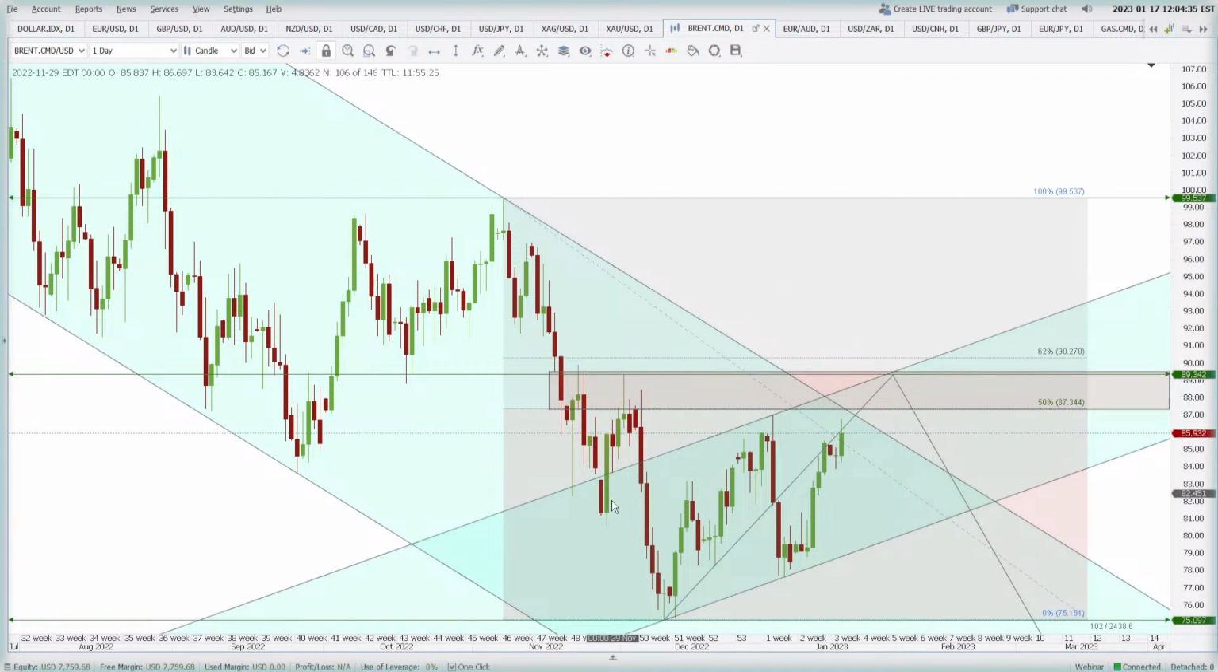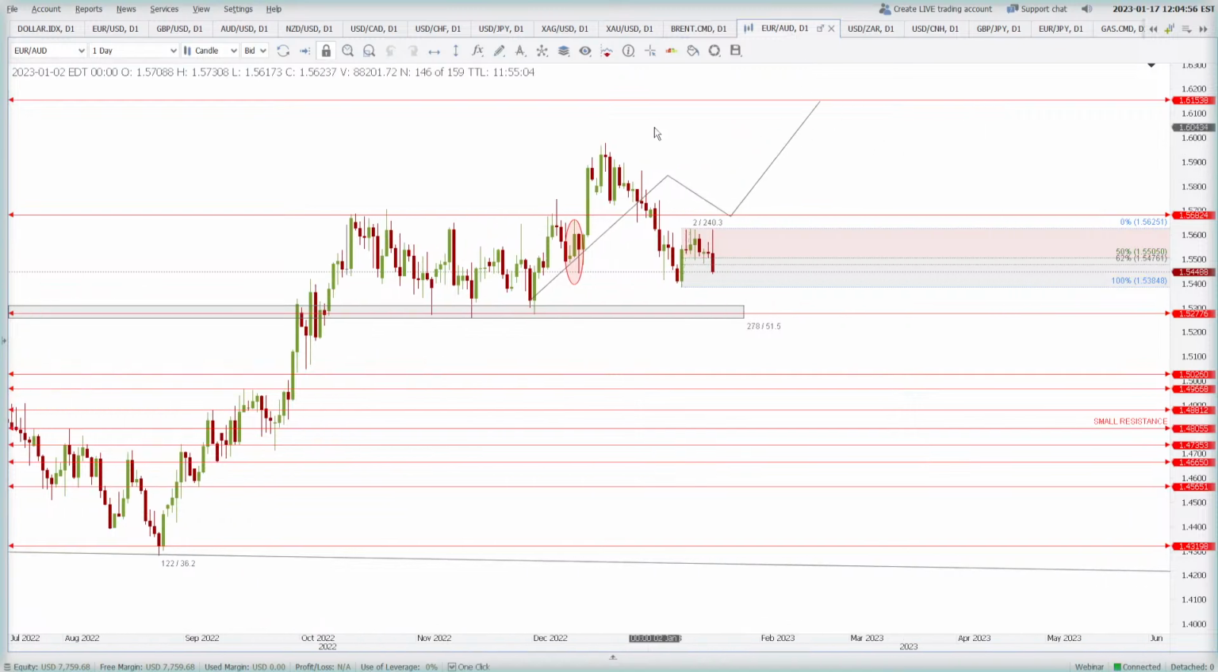So this becomes our area of resistance. Fair enough. So this becomes our zone of resistance from 87.34 to, what is this, 89.34, I think, approximately this area.